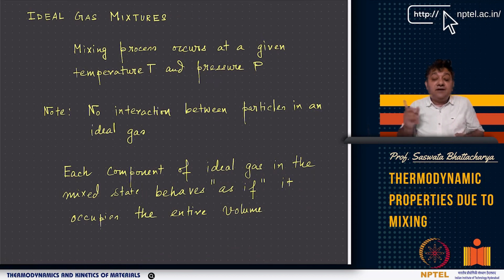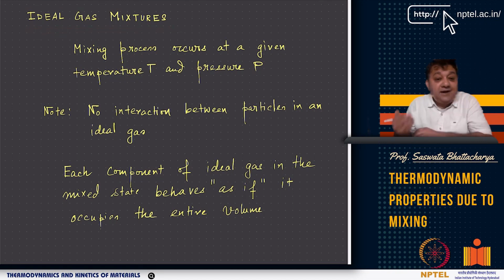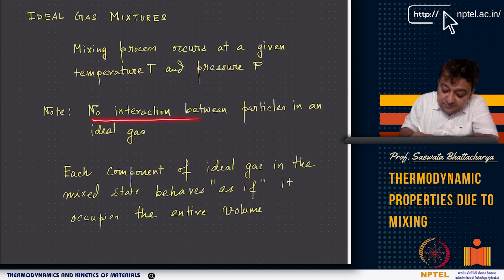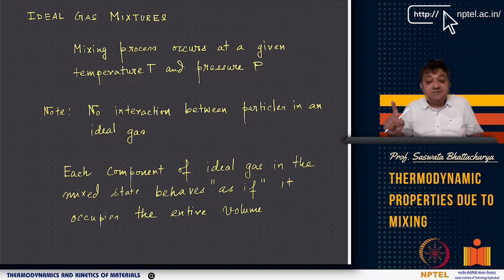Okay, so now I give an example of ideal gas mixtures. In an ideal gas mixture, what happens? All the components in the ideal gas mixture do not interact. There is no interaction between particles in an ideal gas. That's what we have assumed. The mixing process occurs at a given temperature and pressure, which we have fixed. With no interaction, the ln gamma_i term, the RT ln gamma term, goes to 0, because there is no interaction.